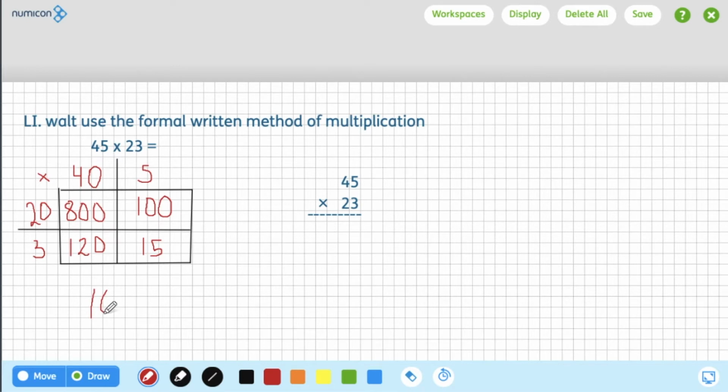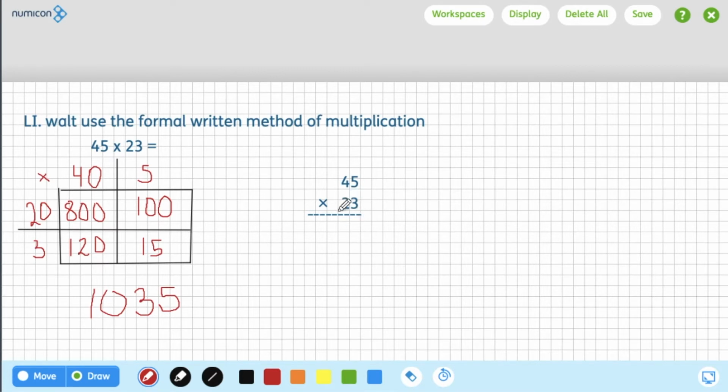We have 1035 here. Now, as you can see, I've got 2 digits on the bottom instead of 1 digit, so it's going to get a little bit more complicated. Not much more, but a little bit more complicated.